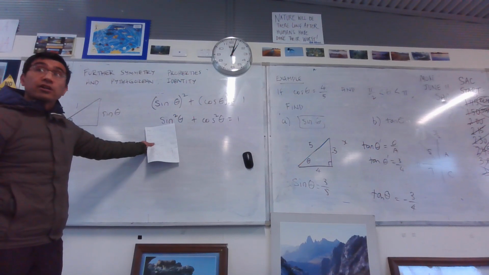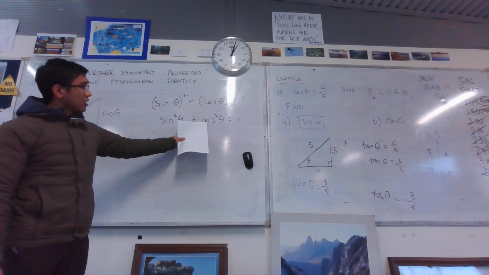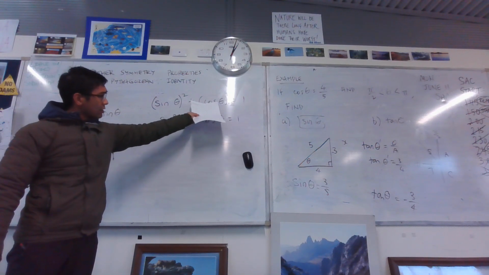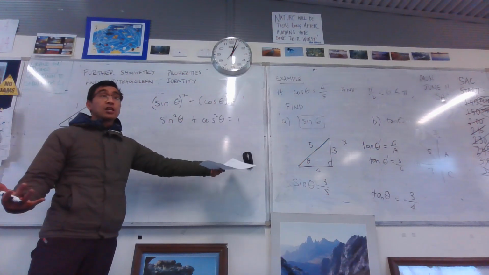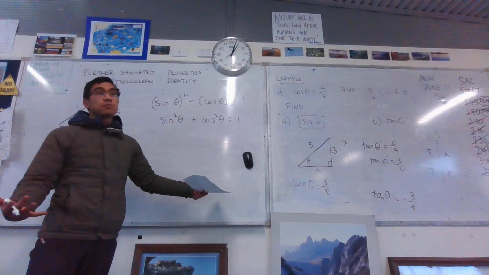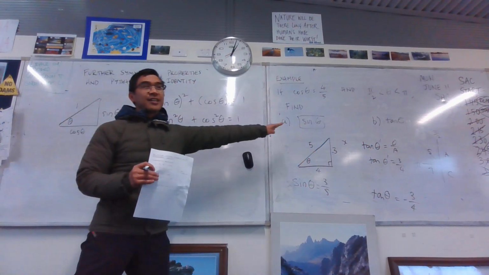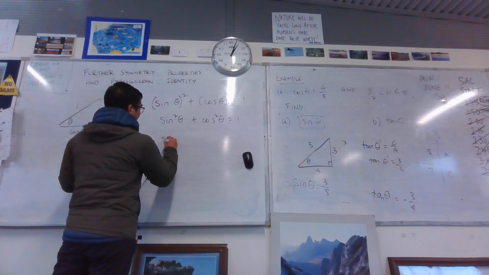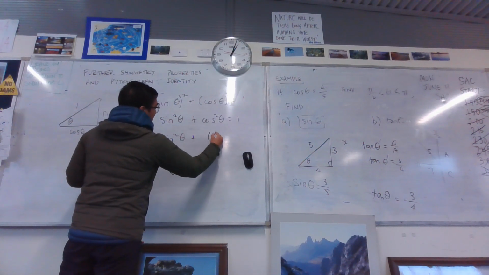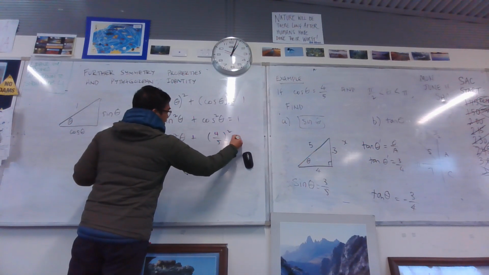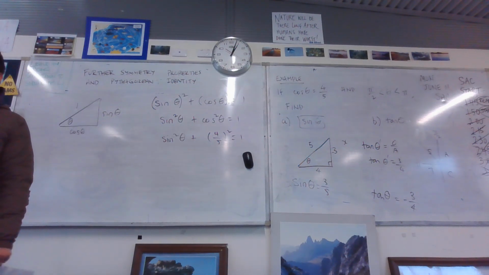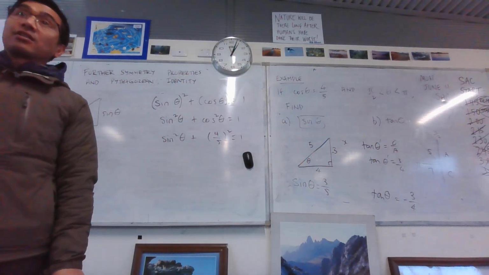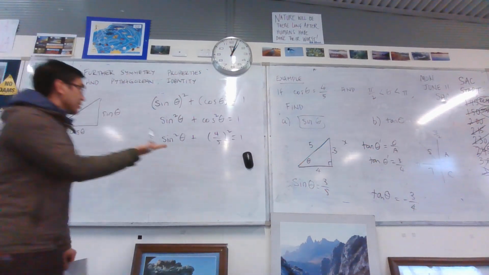If I want to find sine, what can I change this to? Emily, what can I change that to based on information that I already have in this question? Remember, this question starts over here. 4 and 5. Okay. So we can do that. And if I want to find sine theta, what's the first thing that I need to backtrack, Nathan, to get to this?